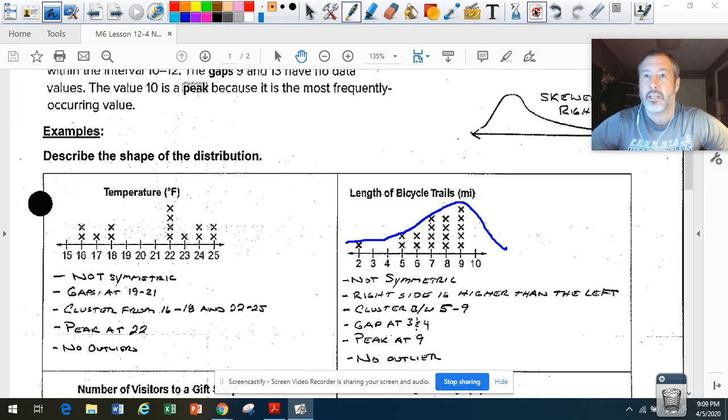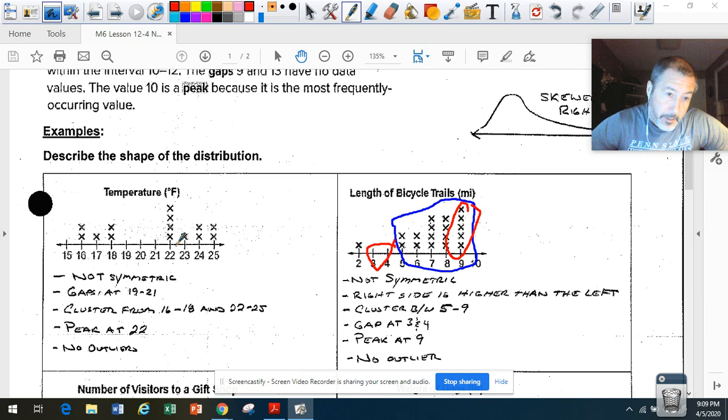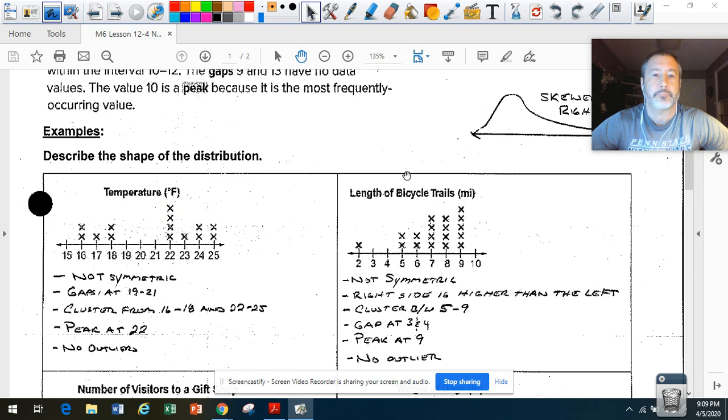There's a cluster. If we take a look here, we have a cluster between 5 and 9. Do we have any gaps? Yes, we have a gap here between 3 and 4. Do we have a peak? Yes, we have a peak here at 9. I forgot to mention there's a peak over here at 22 also. Look at that peak, what occurs most often, and there does not seem to be any outliers at all. We'd have to figure that out by finding the quartiles, IQRs, all that fun stuff. So let's continue on.